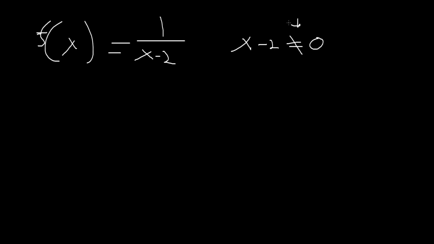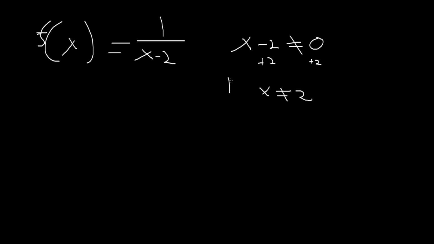So the cannot sign works just like the is sign or the equal sign. This is does not equal. So x minus 2 is not 0. This is the rule we've got to follow. So we're going to do our algebra as though it were an equal sign, which means that we can add 2 to both sides. So x does not equal 2.